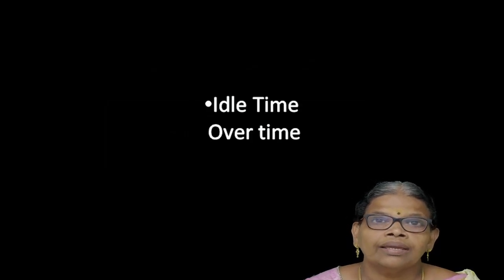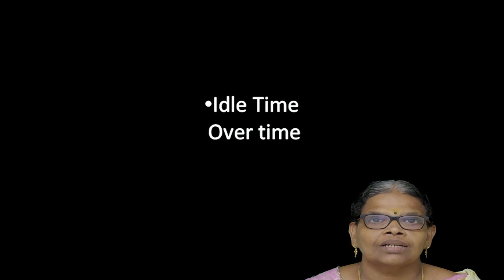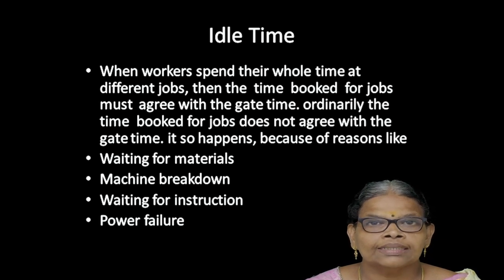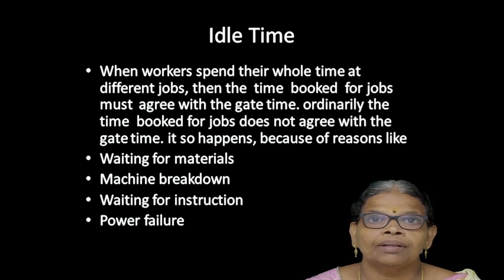Now I am going to talk about two concepts of cost accounting: idle time and overtime. In cost accounting, first of all we should know what cost is. Cost is nothing but the total of all expenses incurred to produce a particular job or service. In order to produce a particular product, three elements of cost are involved: cost of material, cost of labor, and other expenses. Material is the first and foremost element for determining the cost.